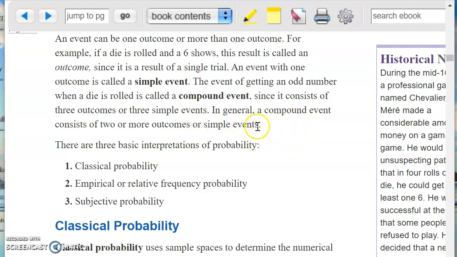Here's an example. Let's take this sentence and really take it apart. And if you get in the habit of doing this, it will help you in the future. It will help you really understand textbooks if you understand these nuances here. In general, a compound event consists of 2 or more outcomes or simple events. Now, what is he saying there? Is he saying that it's 2 or more outcomes or 2 or more simple events? If you didn't know the definition of the word outcome, you might think that outcome and simple events are different things, right?